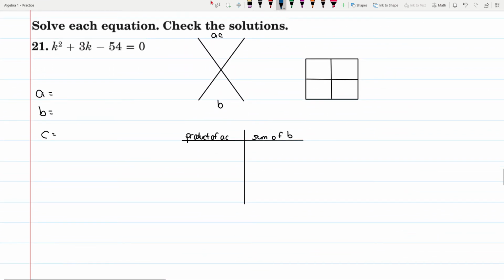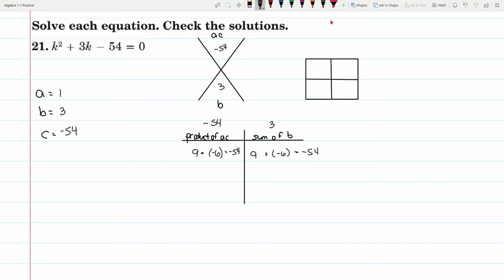In this question, a is 1, b is 3, c is negative 54. So we're looking for a times c is negative 54, b is 3. So we're looking for a product of negative 54 that turns out to be 3 as a sum. Well, if we look at a positive 9 and a negative 6, that multiplies to be negative 54.